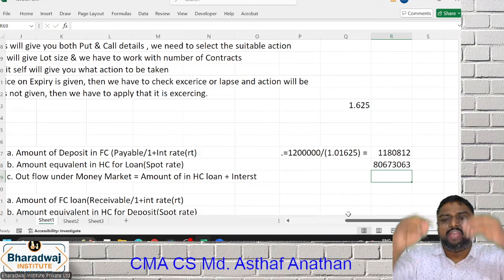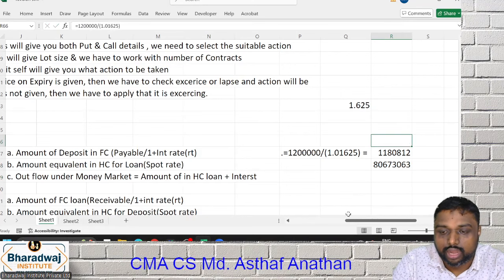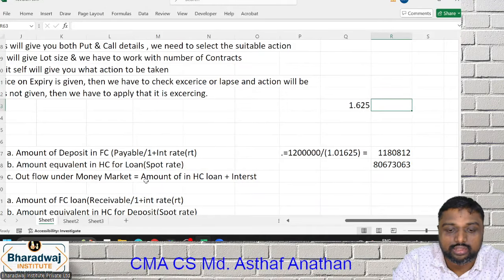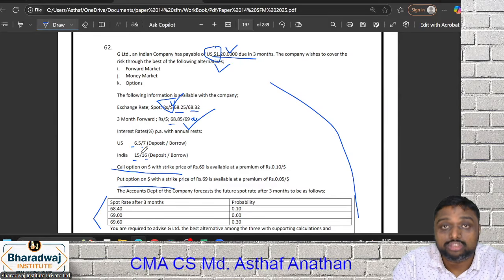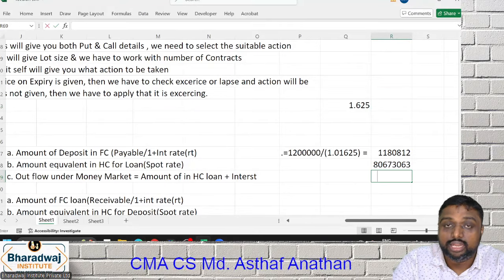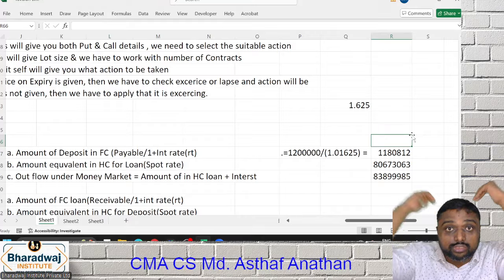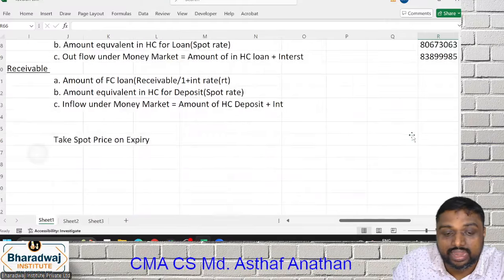Now, what is your amount? Loan plus interest. I am going to complete in 1 minute, friends. What is your loan rate? Now you are taking a loan in India. Here it is also mentioned in the home currency. So in India, you are taking a loan. See, loan, borrow, 16%. So for 4 months, sorry, for 3 months, it will be 4%. So for me, the one line answer is, see, this answer is over. Believe me, my dear friends. So this is how we have to do it: 83 lakh 89,000.